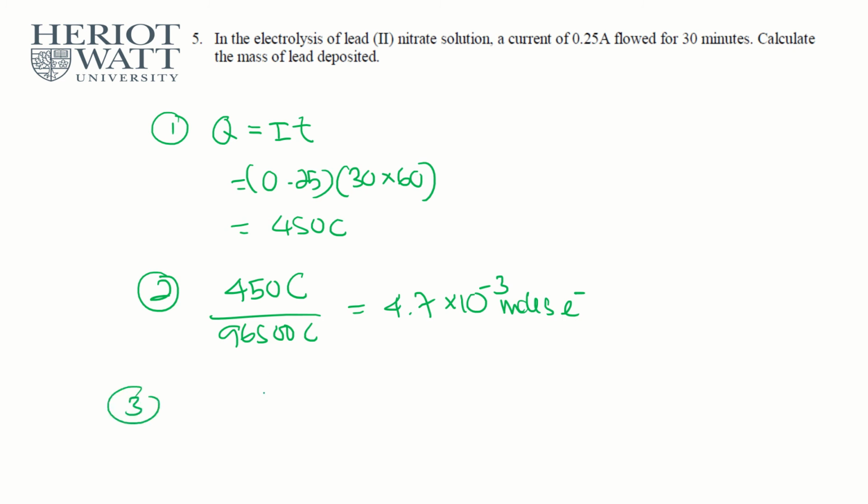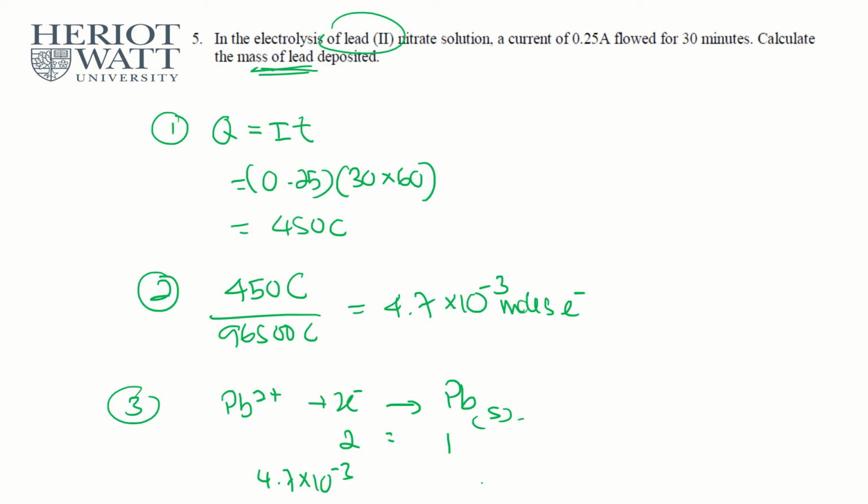Okay, second step, we got the electrons. And third step, we're going to write the equation. Here they're asking for lead, and it's lead-2. So half equation for lead is Pb2 plus 2e changing into Pb because they want the mass of solid, right? So this is solid. What is the ratio between them? 2 to 1. So what is the mole here? 4.7 times 10 to the power negative 3. So the mole of lead produced will be divided by 2.